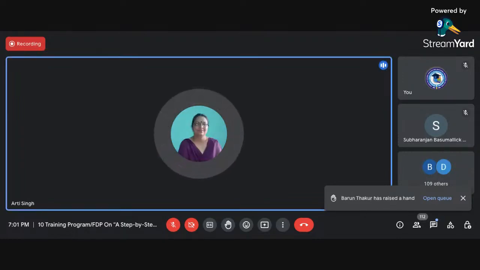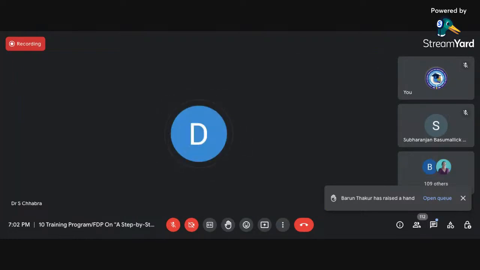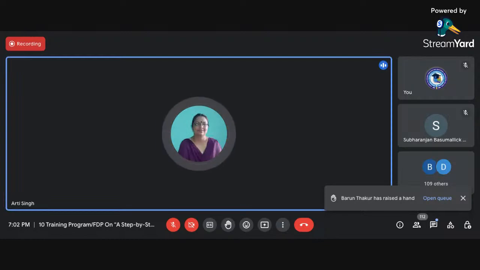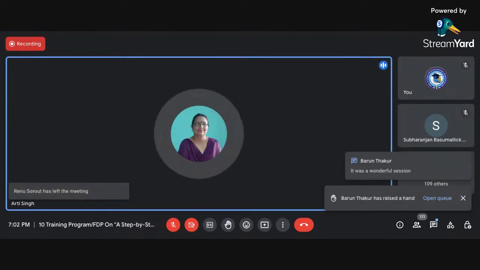Sir, for survey type of researches, the number n should be large, maybe 300 or 400. And for experimental researches, it should be less, like 30 for control and 30 for experimental group.